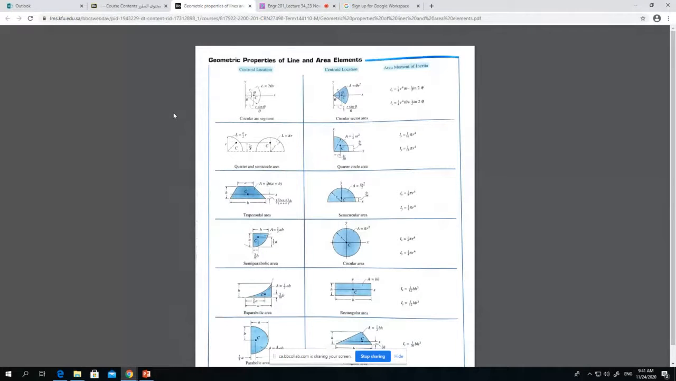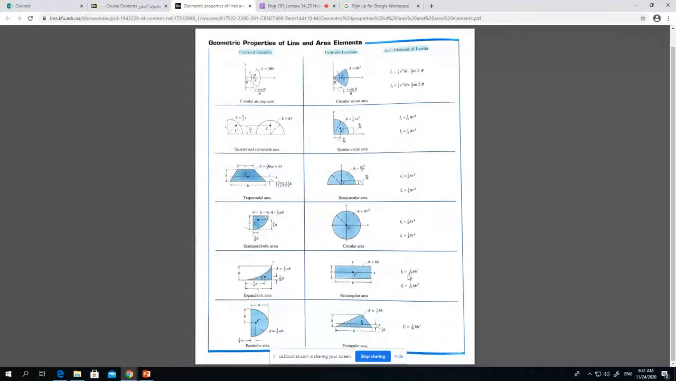Here, geometric properties of line of the area. Here I showed you before. You see here rectangle, right? Here also for rectangle you find Ix is equal to bh cube by 12 and Iy is equal to hb cube by 12, right? Similarly for triangle, we follow a similar process of integration and find bh cube by 36.